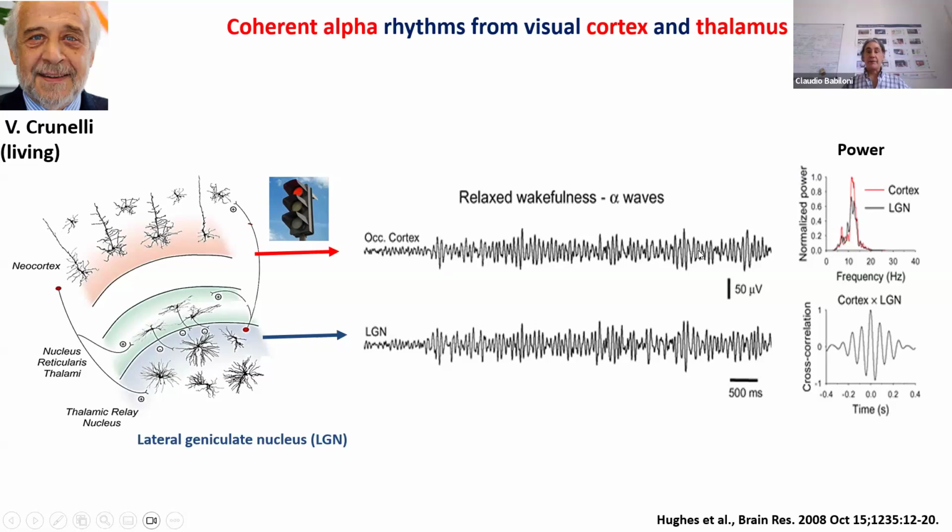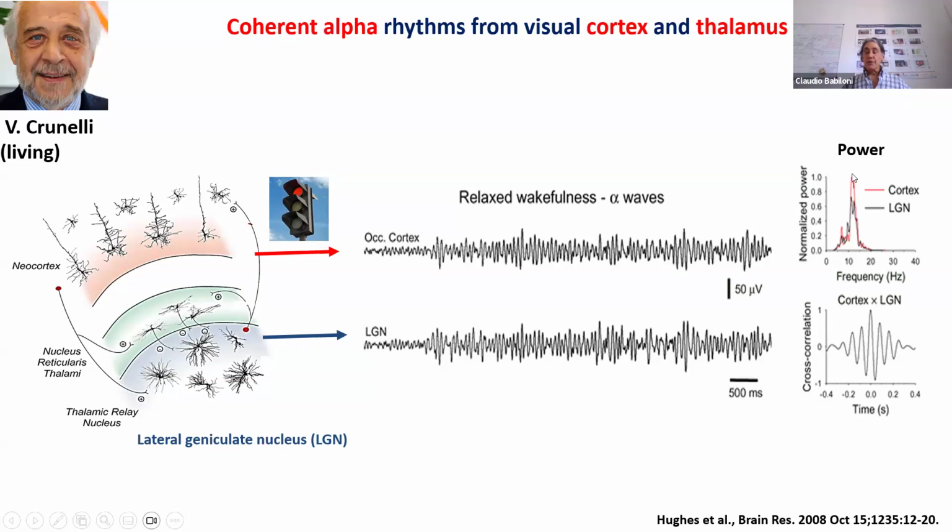And you see the alpha rhythms from occipital cortex, the visual cortex, and a very similar oscillatory activity dominant at about 10 Hz from the nucleus of the sensory thalamus, lateral geniculate nucleus.